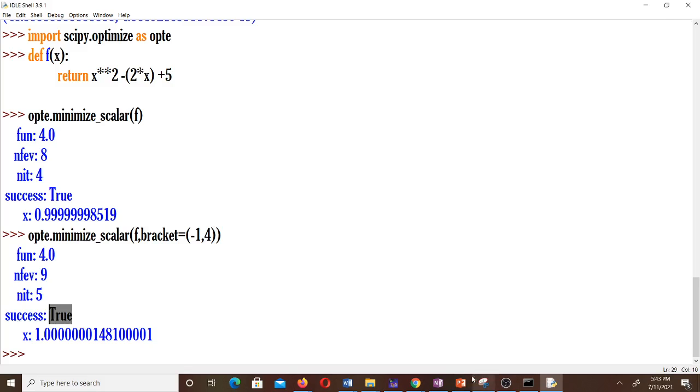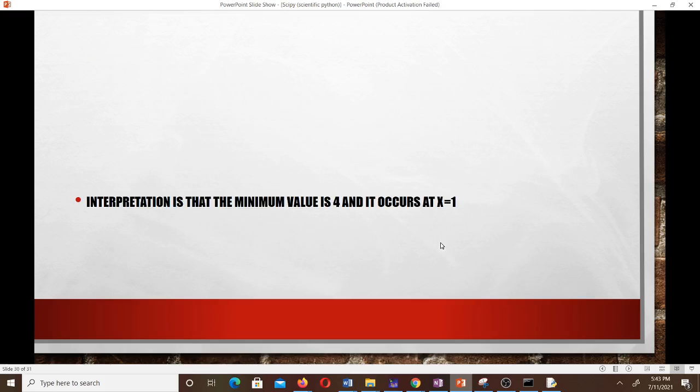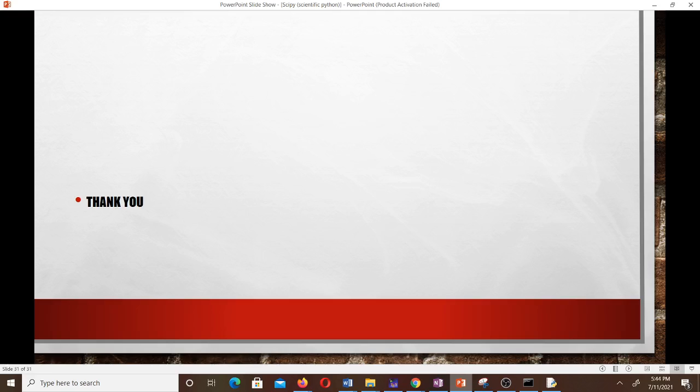So that's what you can see here. The interpretation is that the minimum value is 4 and it occurs at x equals 1. These are the few functions I'm going to teach you as far as SciPy is concerned. But note, you can do a whole lot of things with it, so you'd have to man up and learn more.